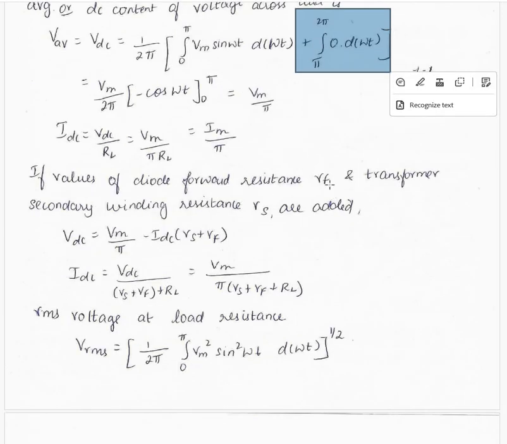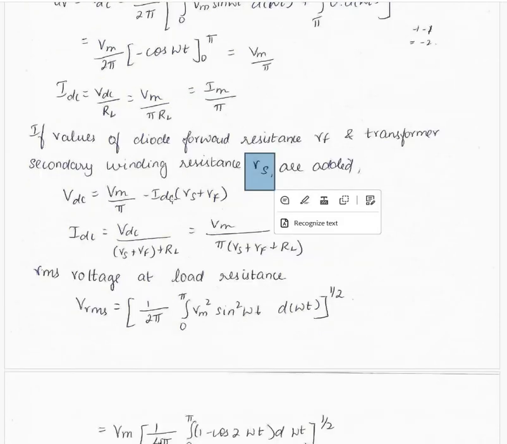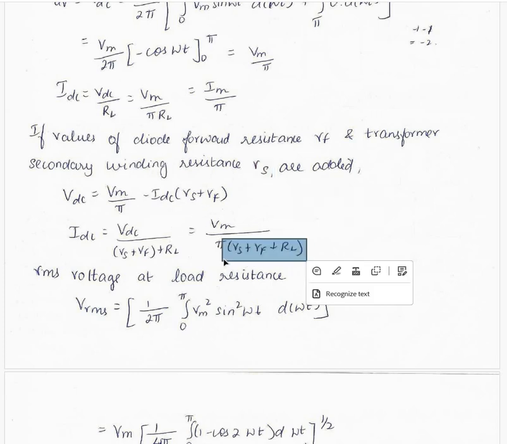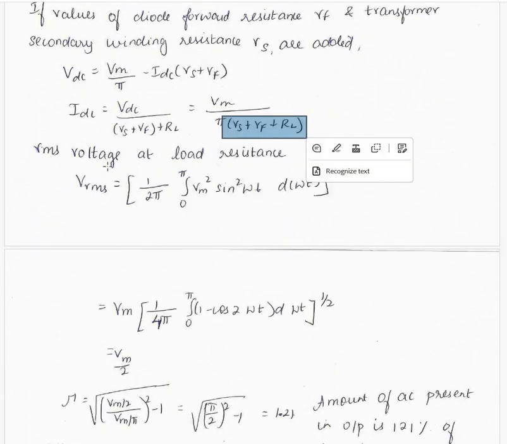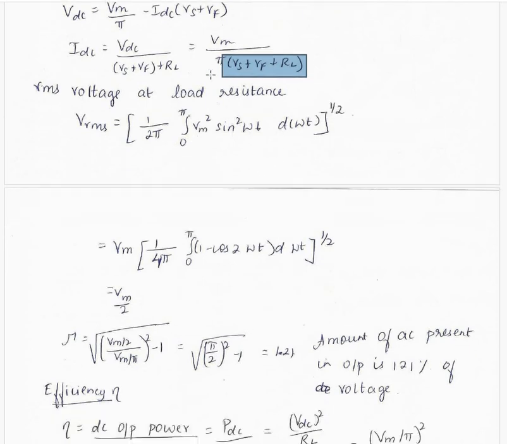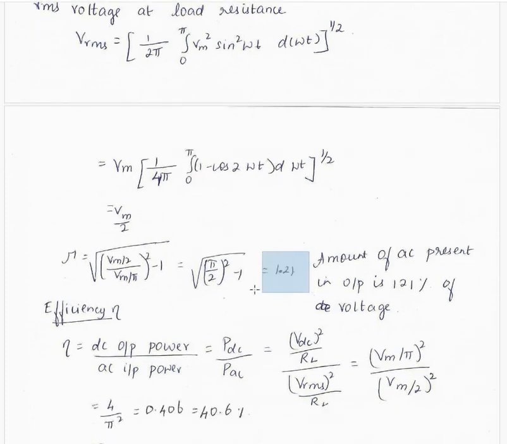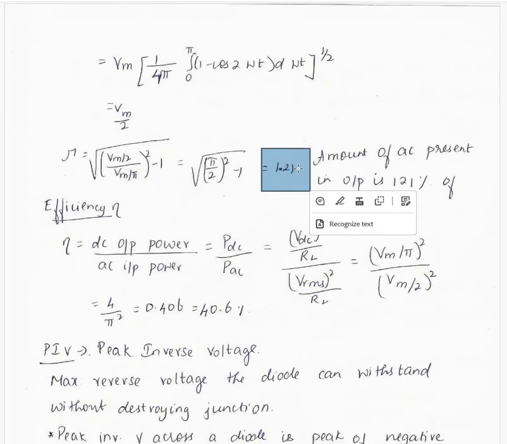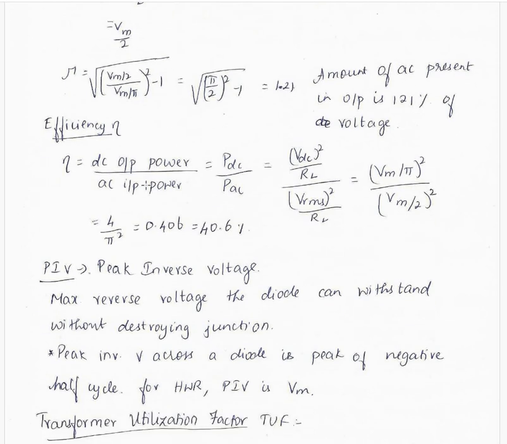And if the values of the diode forward resistance RF and the transformer secondary resistance RS are also included, the VDC becomes Vm by pi minus IDC into (RS plus RF), and IDC includes all the three resistances RS, RF and the load resistance RL. The RMS voltage at the load resistance VRMS is 1 by 2 pi integral 0 to pi Vm square sin square omega t. It becomes 1 minus cos 2 omega t, and on integrating we get the answer 1.21. So the amount of AC present in the output is 121% for the half wave rectifier.